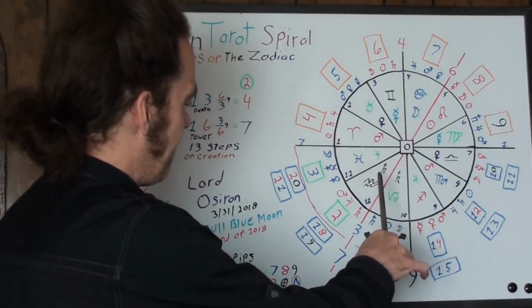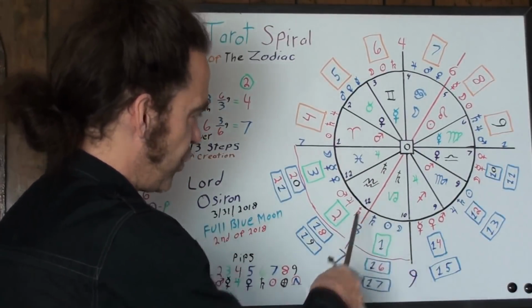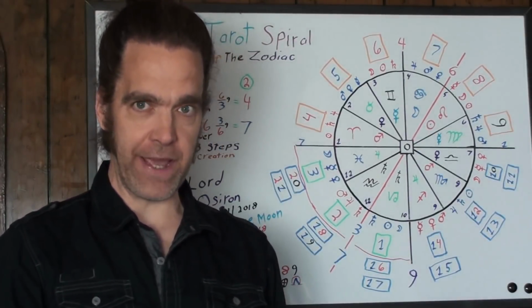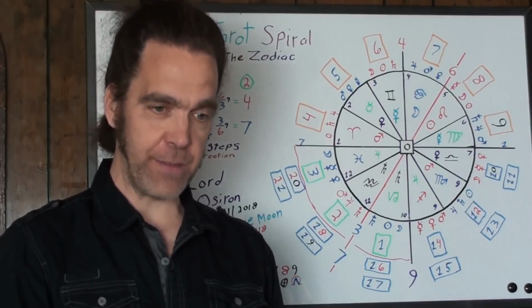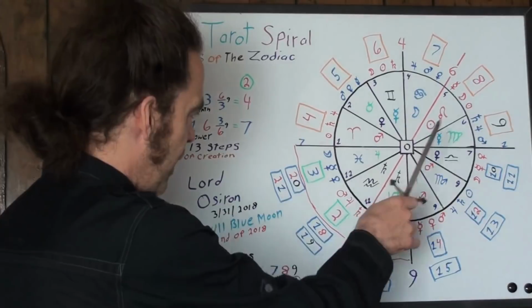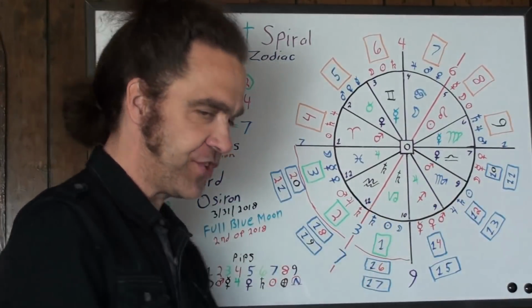See, the way the trumps interact with the Zodiac actually shows the life of a man, of a human being, from conception to death. And we're seeing that here. This is the 0. The card number 1 is the High Priestess.